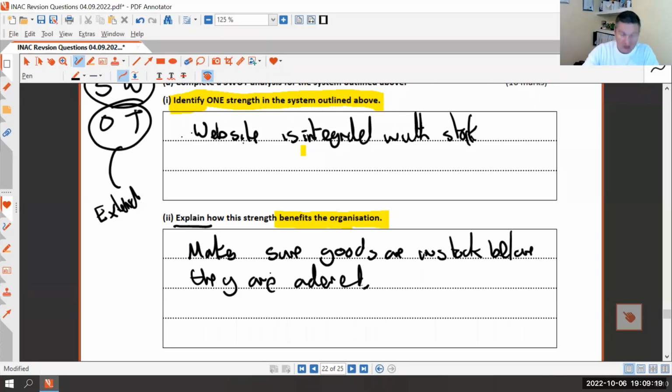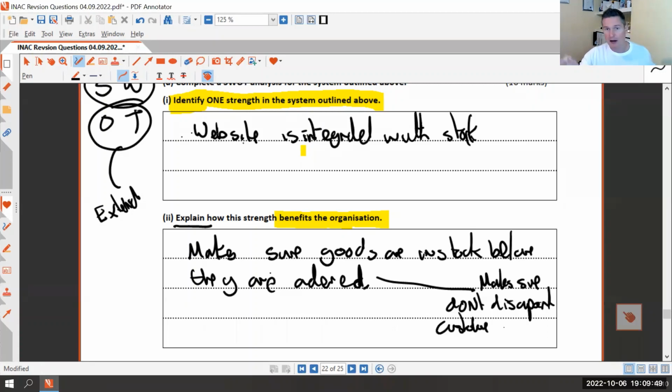There's two things we can do here. I'm going to split it up. We're only looking for one. We're not looking for loads of different benefits. Just explain how it benefits the business. So we can split this off, and where this makes sure we don't disappoint customers, and I'm running out of space here, anyway, that leads into repeat business.